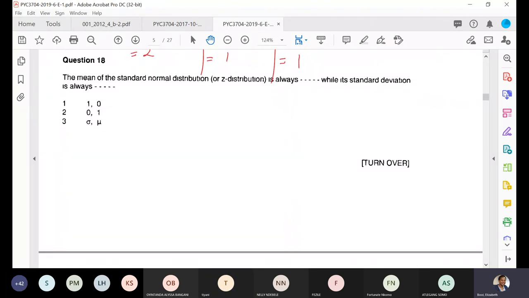So the mean of the standard normal distribution is always 0, while the standard deviation is always 1. So what they are saying is describe the distribution of normal distribution. Your data is normally distributed with the mean of 0 and the standard deviation of 1.